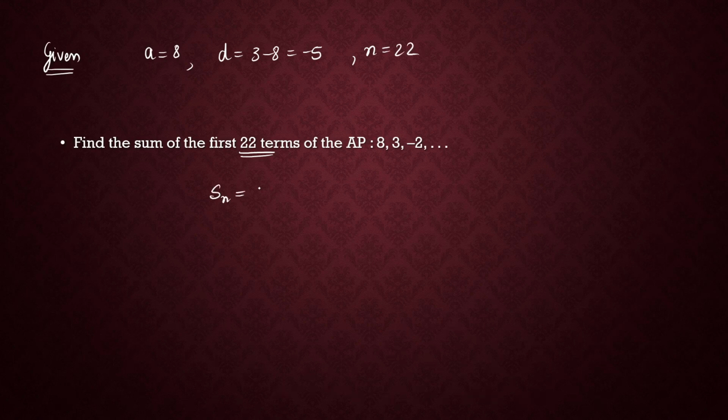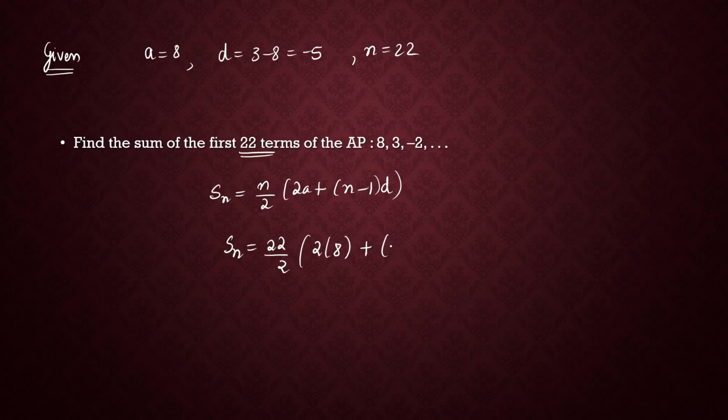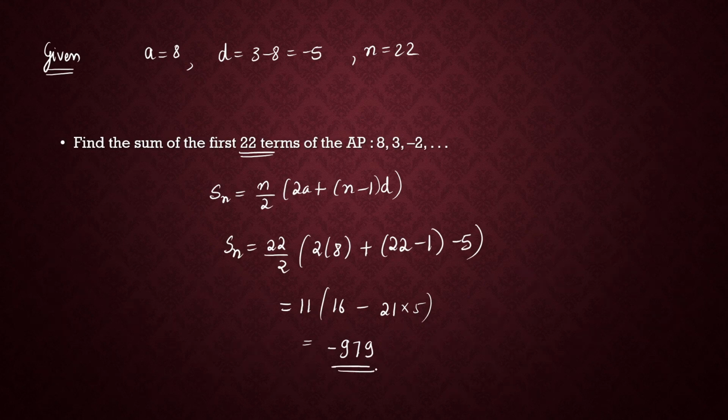So what's the value of Sn? Sn is equal to n by 2 into 2a plus n minus 1 into d. Whatever is required, you have got all of that. So Sn is equal to 22 divided by 2 into 2 times 8, plus 22 minus 1 into minus 5. So just solve it. 22 by 2 is 11 into 2 eights are 16 plus 21 into minus 5. 21 into 5, so that is equal to minus 979. Okay, minus 979.